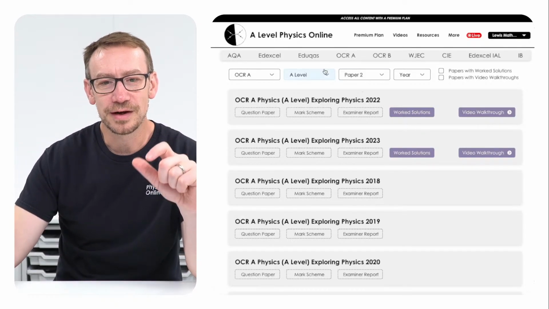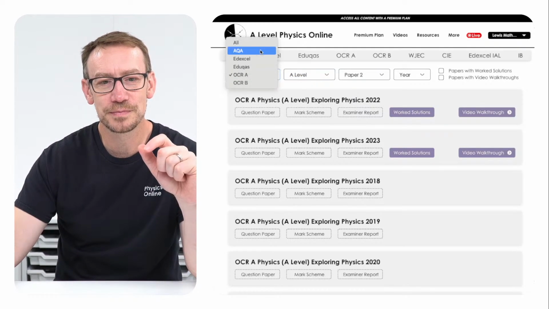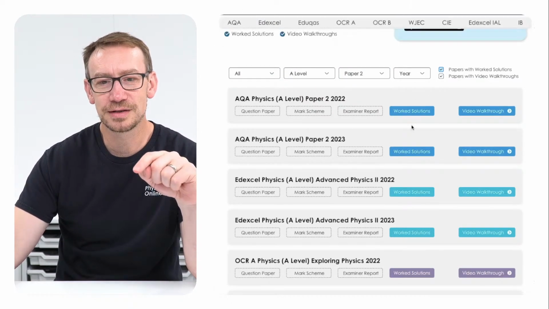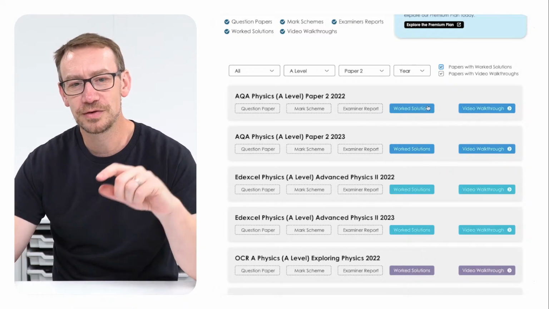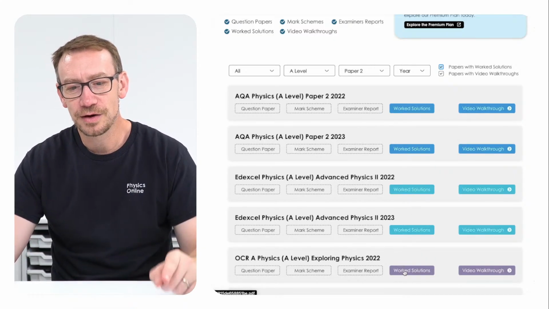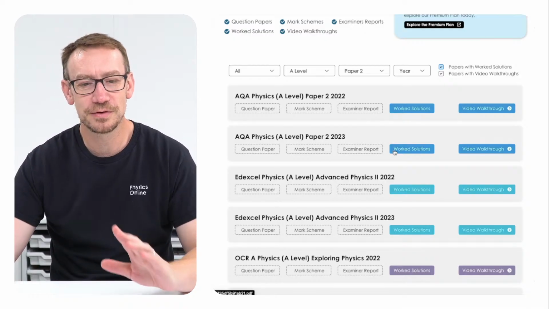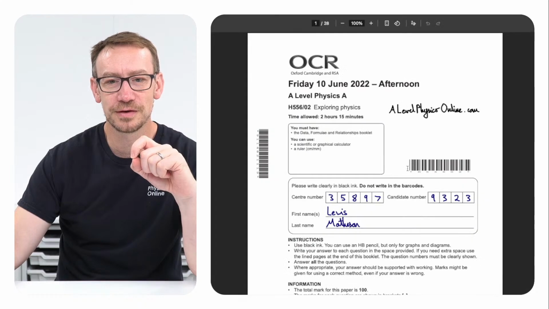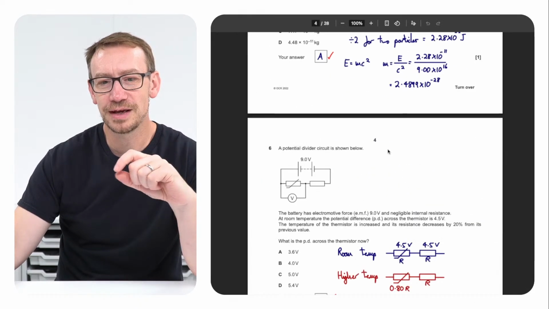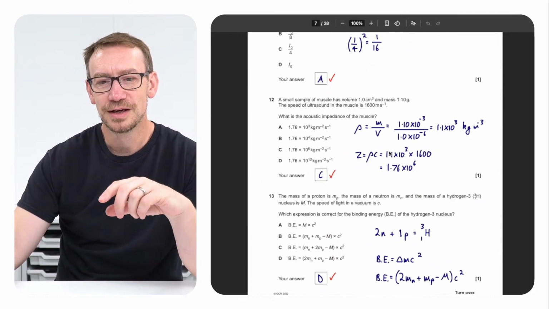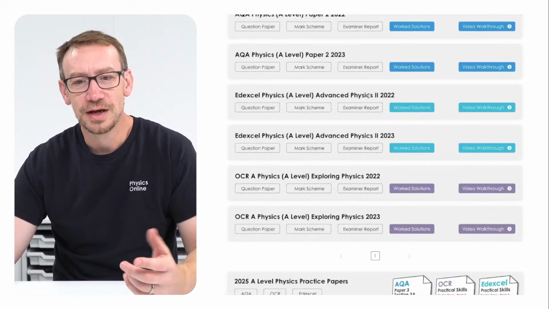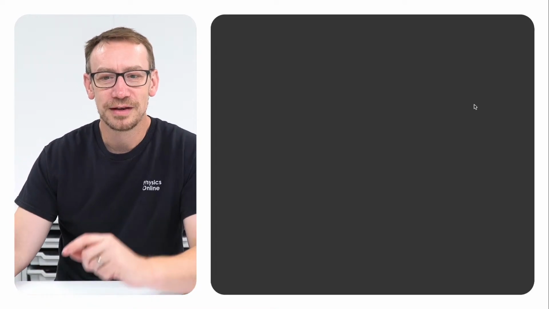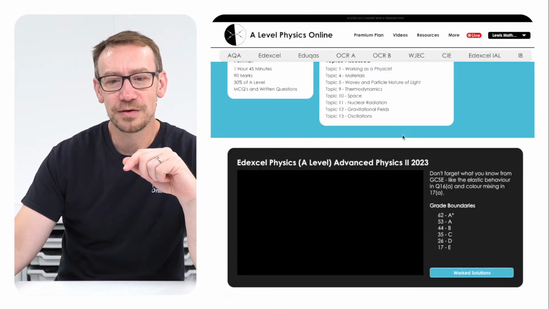The best thing though, I think, is here: if I go to all exam boards and paper 2, I'm just going to tick here to show that I've got worked solutions for the AQA, Edexcel and OCR-A physics papers from 2022 and 2023. So if you need more help on a particular question, I do have worked solutions, where I actually go through every single question, my example approach. I also have, for those of you with a premium plan or school subscriptions, a video walkthrough where I go through the whole paper as well.